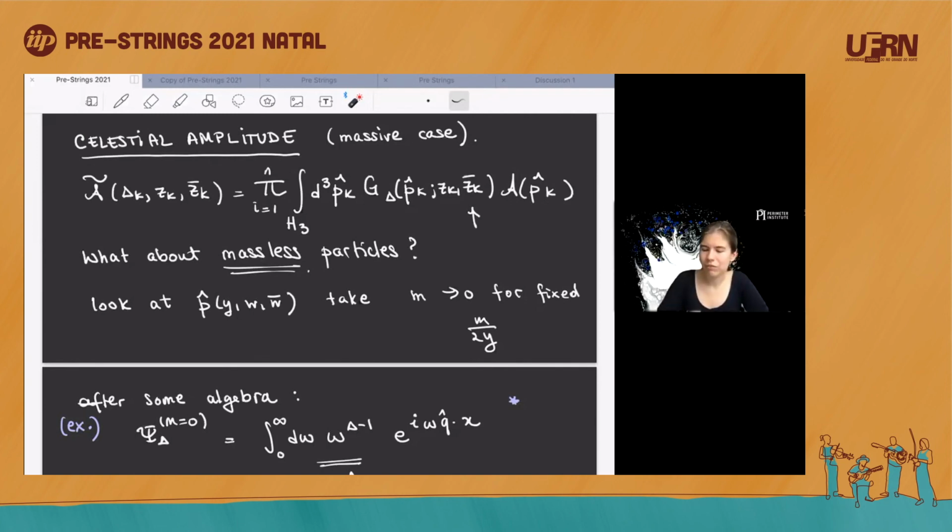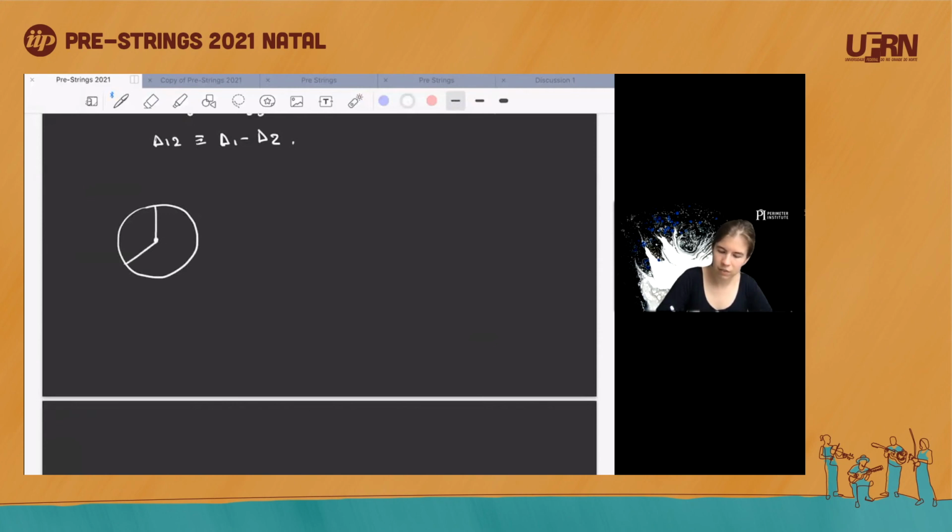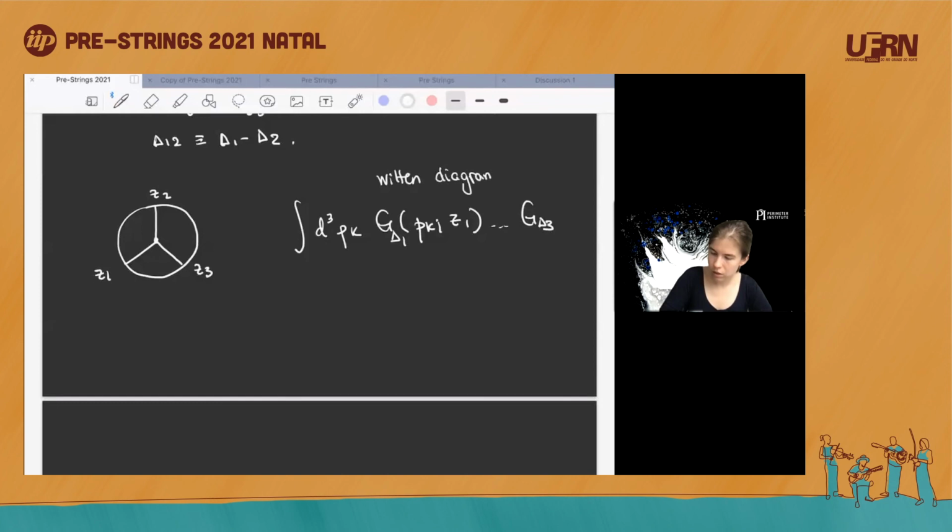Yeah, so you're totally right that the three-point Witten diagram would just be an integral over some point in the bulk of a product of three bulk-to-boundary propagators. So a Witten diagram is something like this, schematically: you're going to integrate over d3 p_k, and then you take G delta 1 p_k z1, G delta 3 p_k z3.